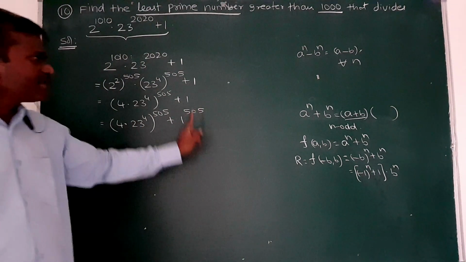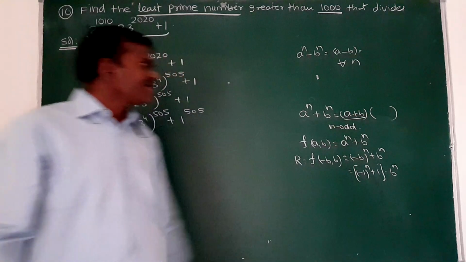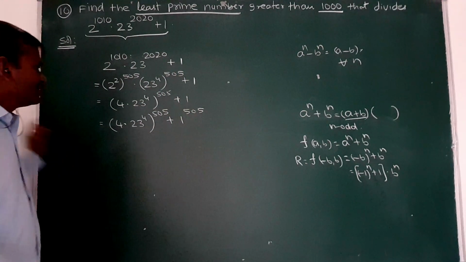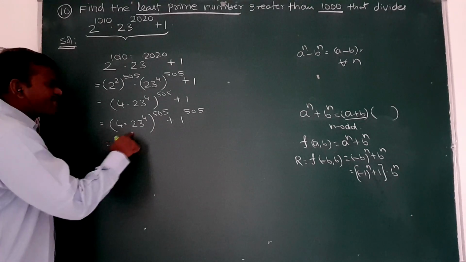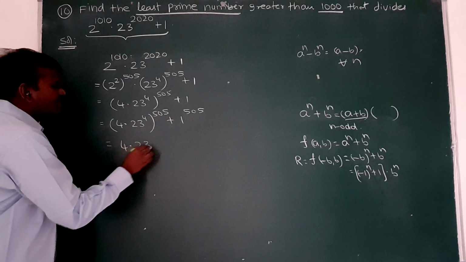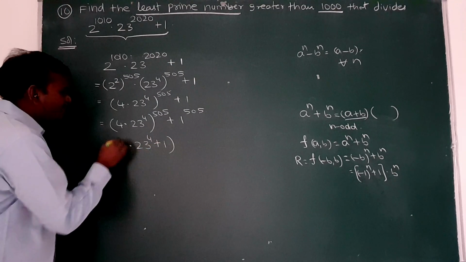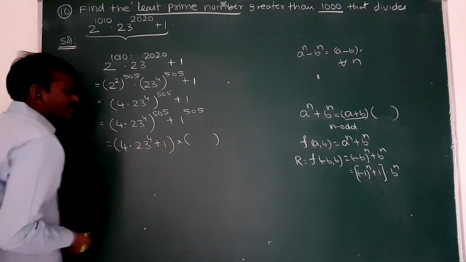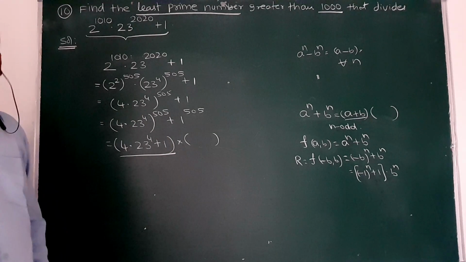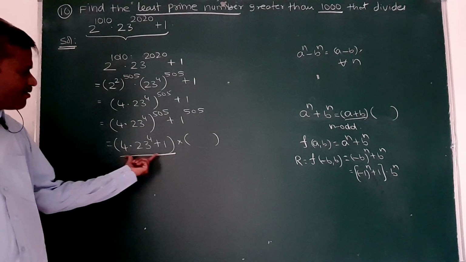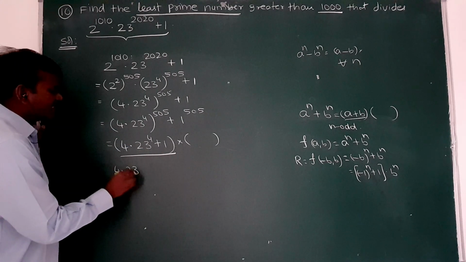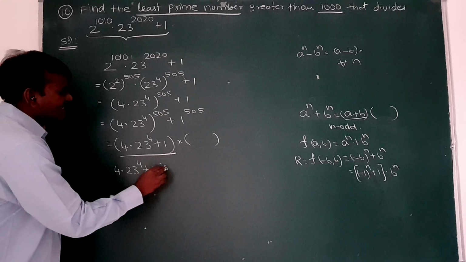a^n + b^n has a + b as one of the factors if n is odd. Here 505 is an odd number. So one of the factors for this is a + b. That means this can be written as (4 × 23^4 + 1) into something. That means 4 × 23^4 + 1 is a factor.